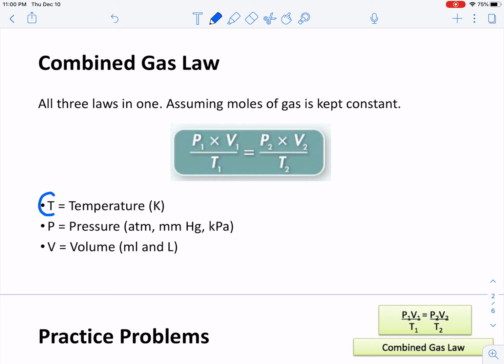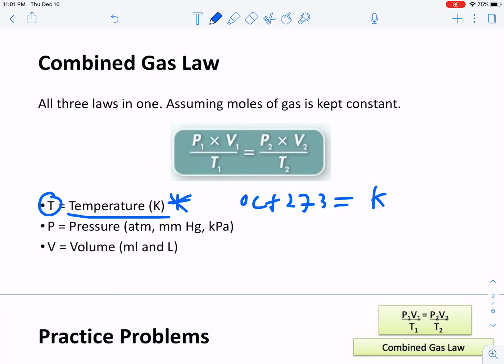Temperature, as we have discussed, is always in Kelvin. This is going to be the number one mistake that a lot of students make. If we ever give you Celsius, you have to take the degrees Celsius and add 273 to it to get the actual Kelvin number.